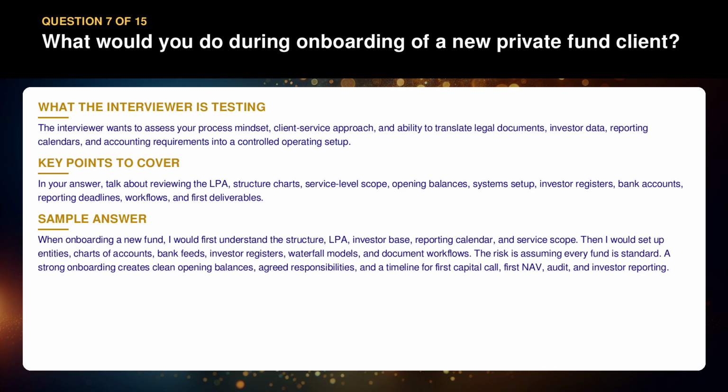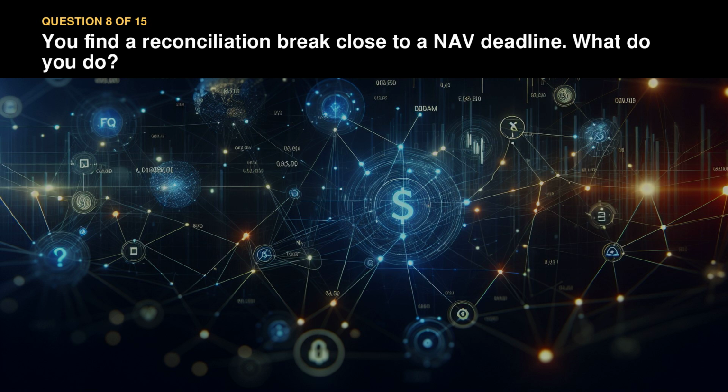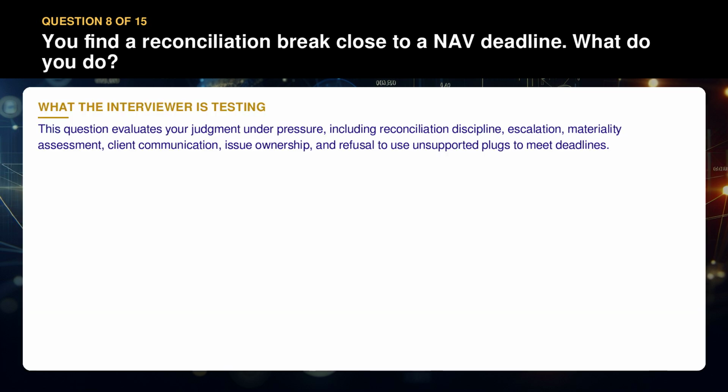Question 8. You find a reconciliation break close to a NAV deadline. What do you do? This question evaluates your judgment under pressure, including reconciliation discipline, escalation, materiality assessment, client communication, issue ownership, and refusal to use unsupported plugs to meet deadlines.